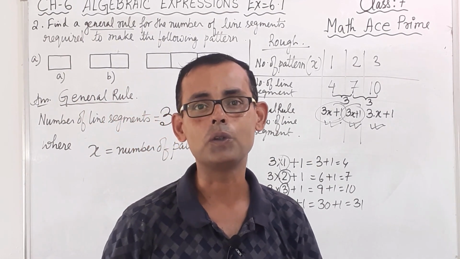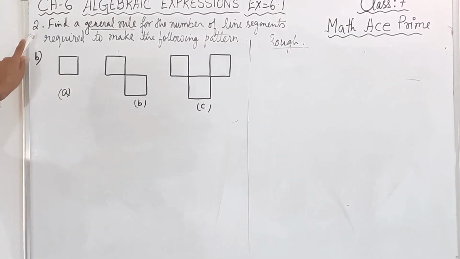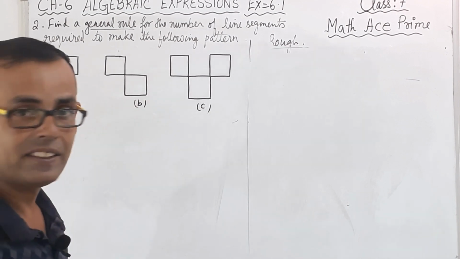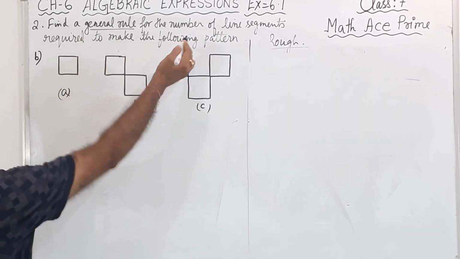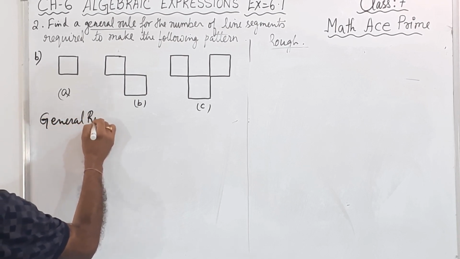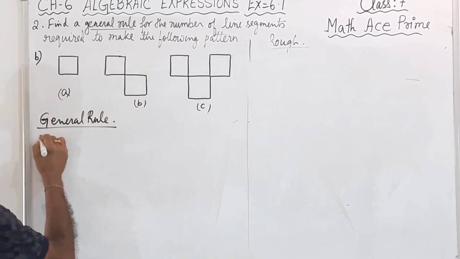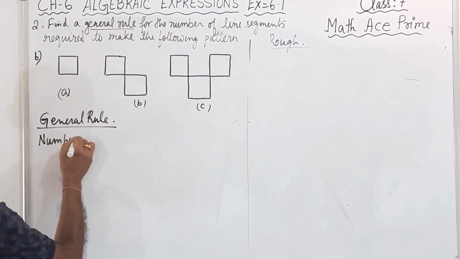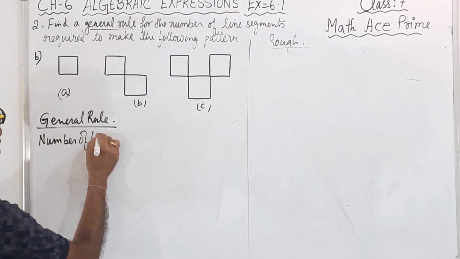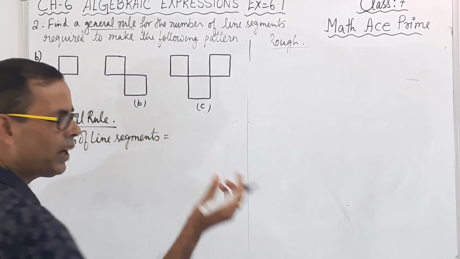Now we will move on to the next question. Now class 7 students, question number 2, there is one more sum, that is sum number B. So here another pattern is given. So in the same way we have to find out the general rule. So what will I write? General rule. Okay. So I have to make the general rule for what? For the number of line segments. Okay. So the answer is a small one-line answer.